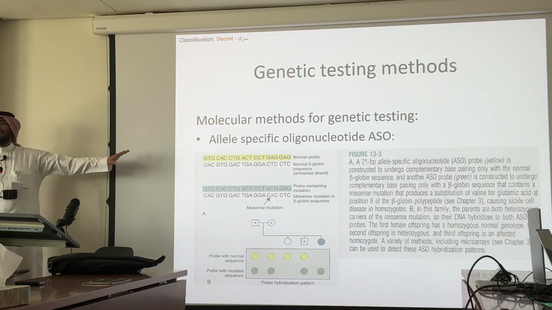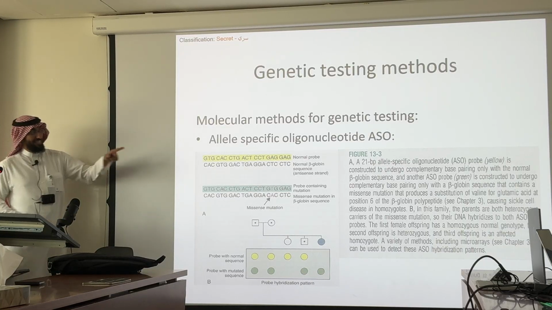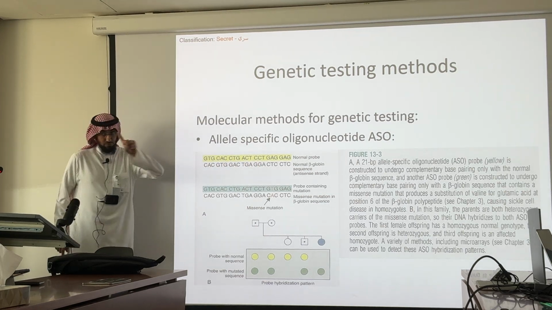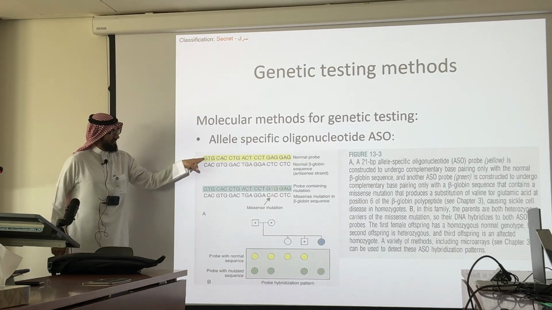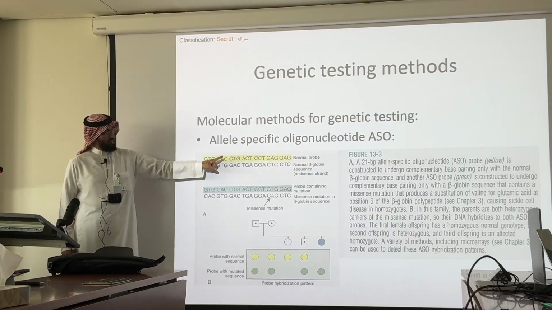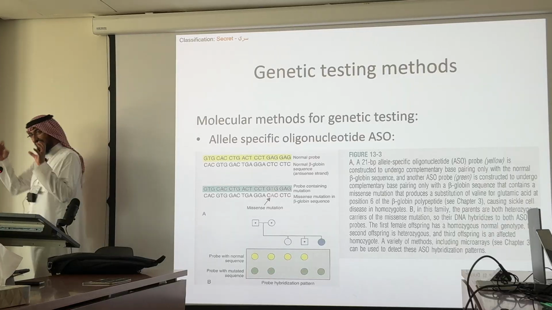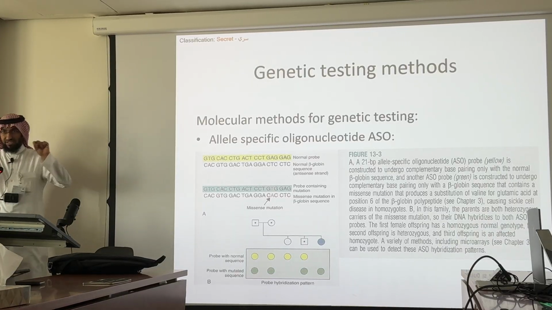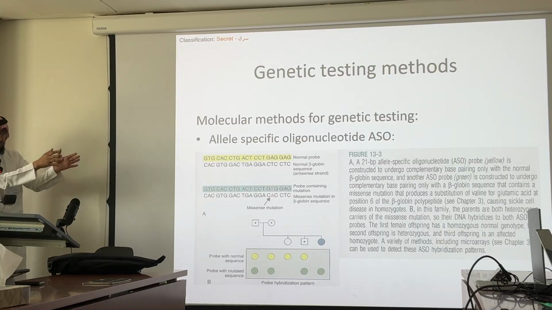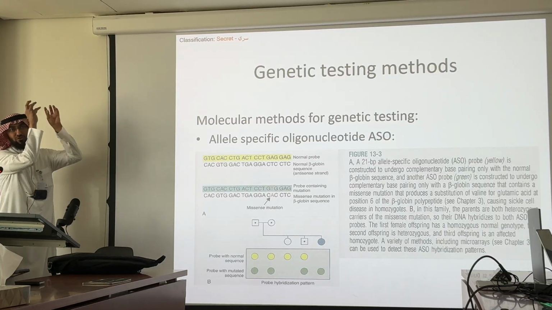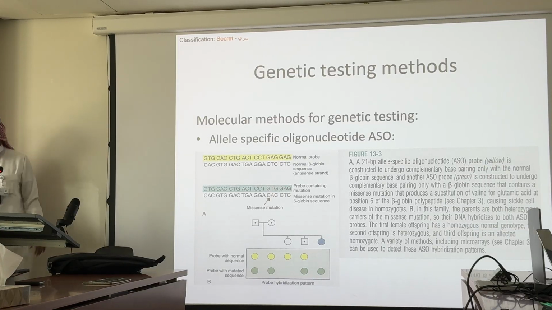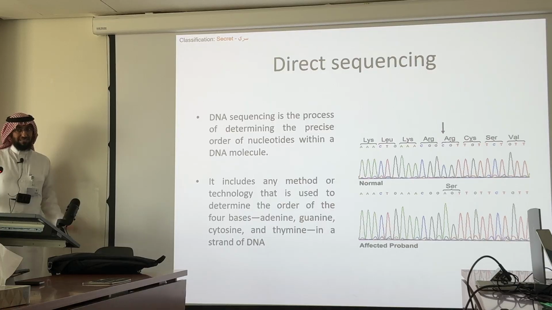This is allele specific oligonucleotide. You created an oligonucleotide specific to the allele, either normal or abnormal. So the name is allele specific nucleotide. You created a nucleotide specific to this area. So if this mutation is present, your nucleotide will hybridize to it. If it is not present, there will be no hybridization. So this is a type of direct testing.